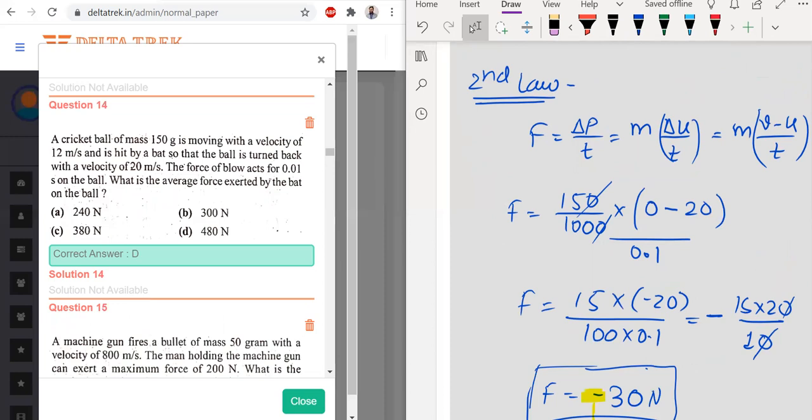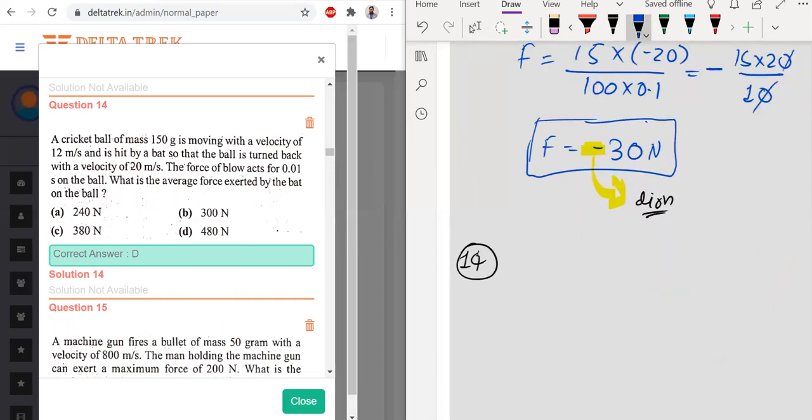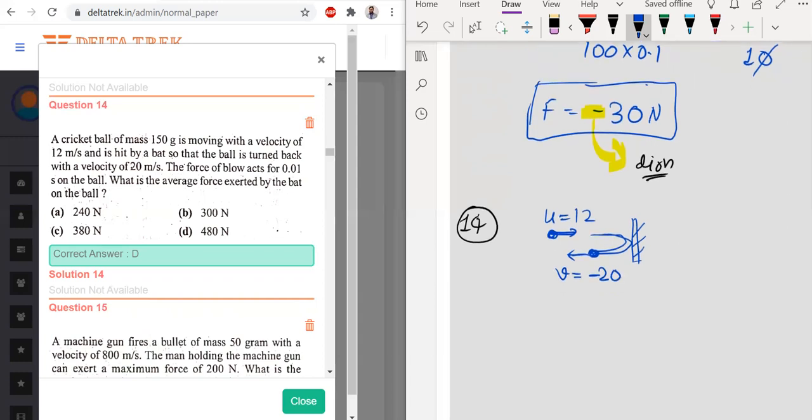Let's solve 14 one. 14 में क्या हो रहा है? A batsman is hitting the ball. So this ball was coming with a speed of u is equal to 12, but the batsman hits the ball. Now it goes return with a speed of 20. So it is going return. That means negative direction का 20 होगा. तो ये careful रहना था.